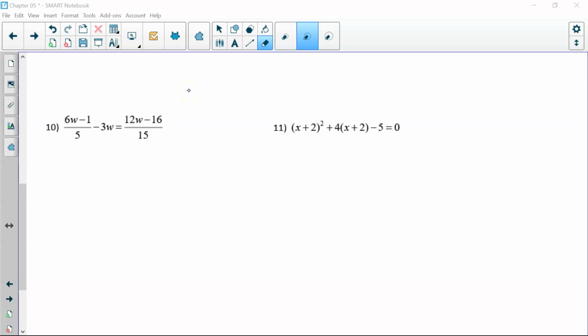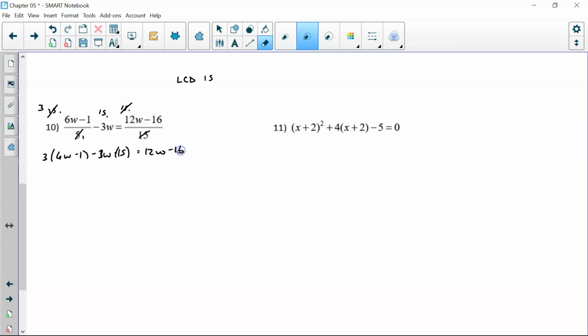Number 10. I don't feel like dealing with fractions, so I'm going to multiply everything by the LCD, which in this case is 15. So I'm going to multiply every term, all three of them. 15 once, twice, 3 times. So the 15 on top and the 5 on the bottom, the 5 becomes a 1, 15 becomes a 3. So it's 3 times (6w minus 1) minus 3w times 15 equals, and now the 15s cancel, 12w minus 16.